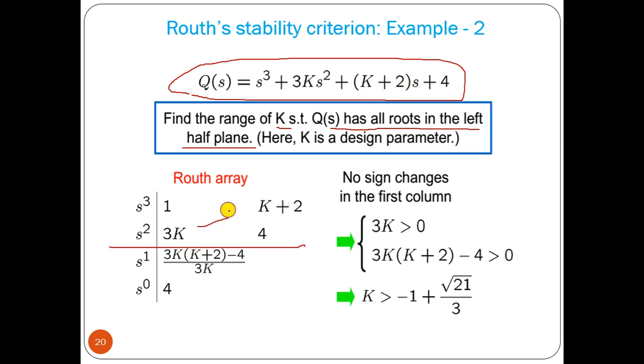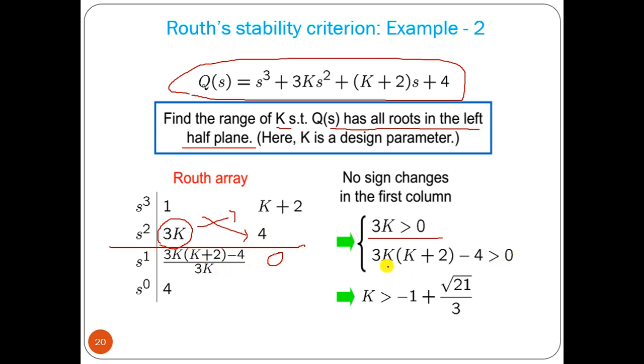Now you can multiply these two factors: minus 4 by 3k. The next factor is this into 4, this into 0. Here we have 0. By this factor, it will be 4. So what is the condition for stability? 3k must be greater than 0. Then this factor must be greater than 0.